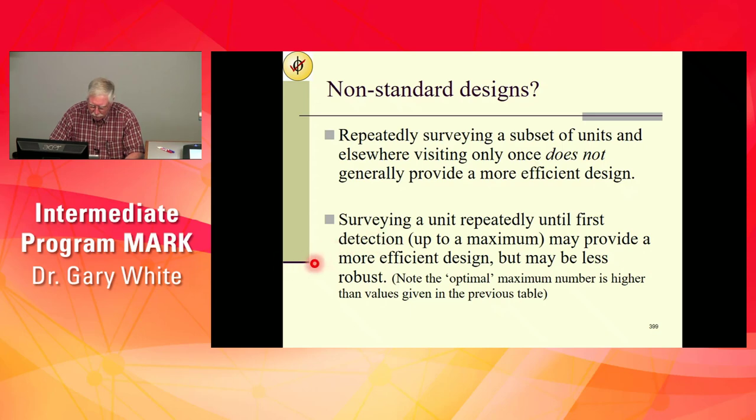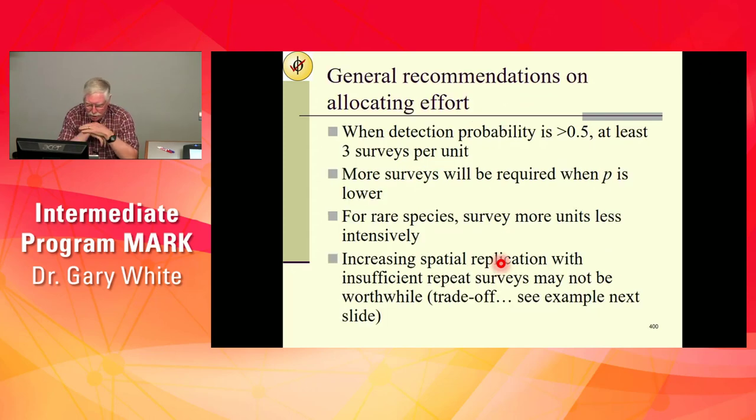Another one is surveying a unit repeatedly until first detection up to a maximum. May provide a more efficient design, but maybe less robust. Note the optimal maximum number is higher than the values given in the previous table. So if you're going out there 38 times, you're going to wear a trail. That isn't going to work. So basically, that optimal design, again, is that table that I showed you. General effort recommendations on allocating efforts: at least 3 units.